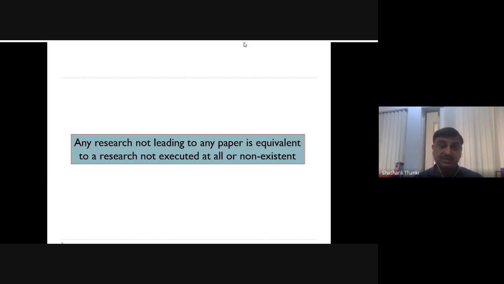But yes, you must ensure that when you are submitting your paper, it should go to a good international or national peer reviewed journal. It should have quality. How do we decide the quality of any research journal? It could be whether it is indexed in Scopus or EBSCO, or whether it has a citation record, a CiteScore, or an impact factor.